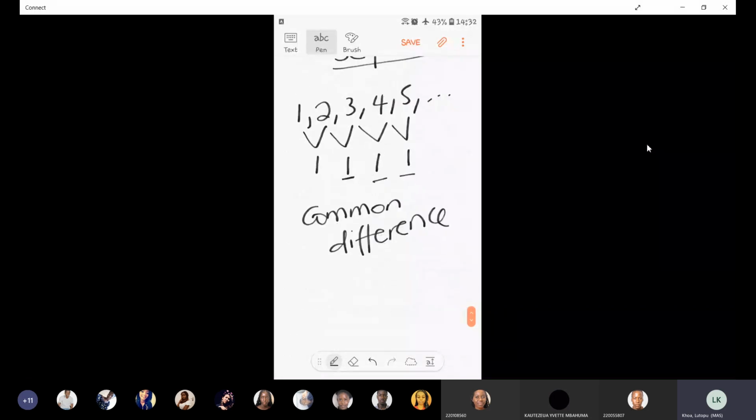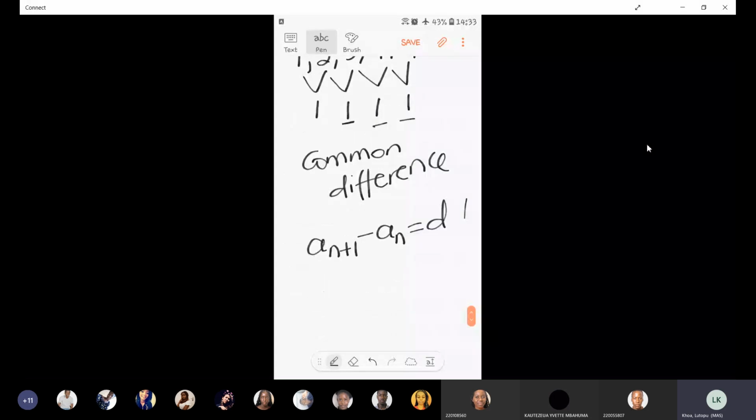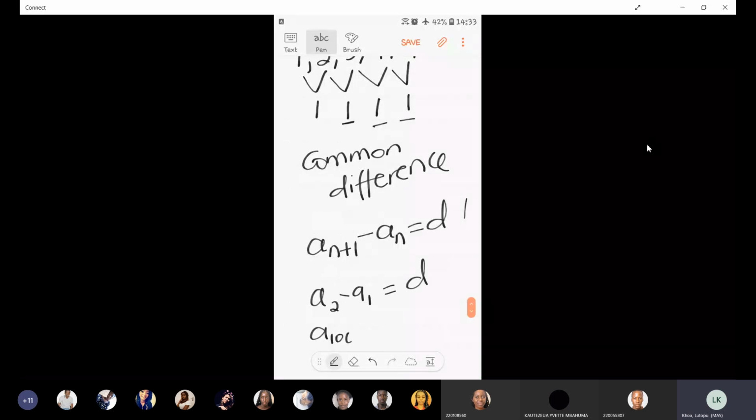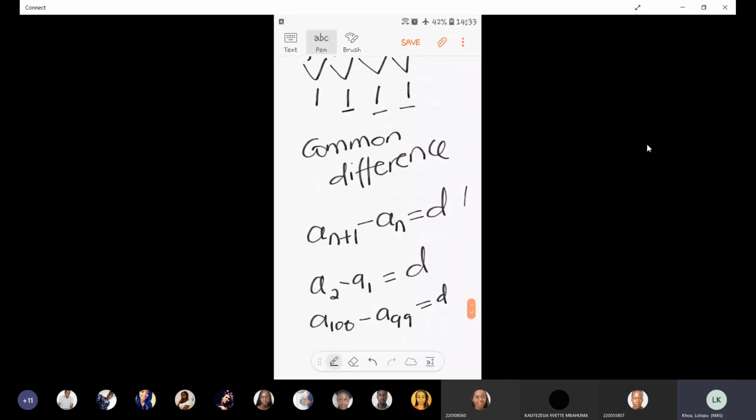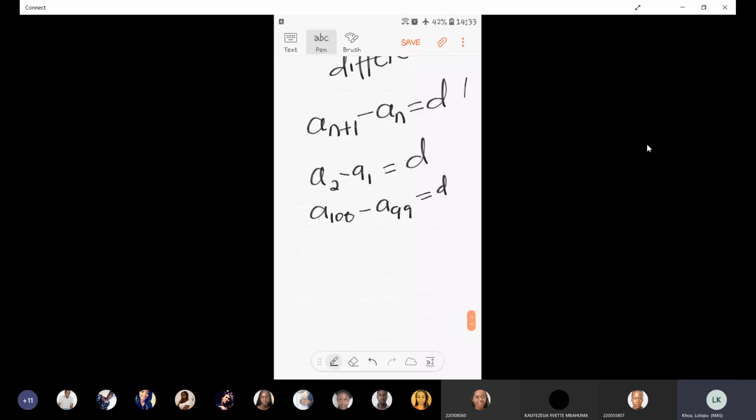Okay, so any two consecutive terms, you take a sub n plus 1, you subtract a sub n, the answer is equal to d. So if I have a2 minus a1, this will give me d. A100 minus a99, this should give me d. So that is the definition of an arithmetic sequence. So if I have a99 and I want to get 100, I just add d to that, and then this will give me the 100th term.